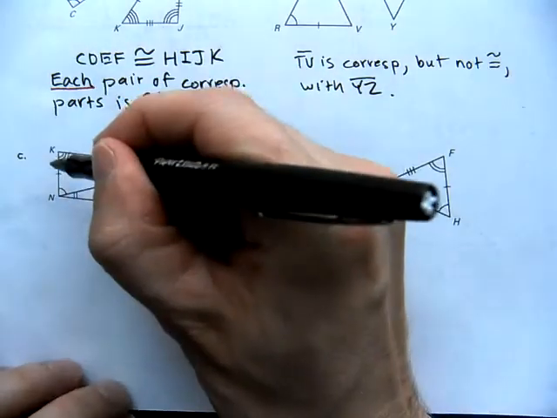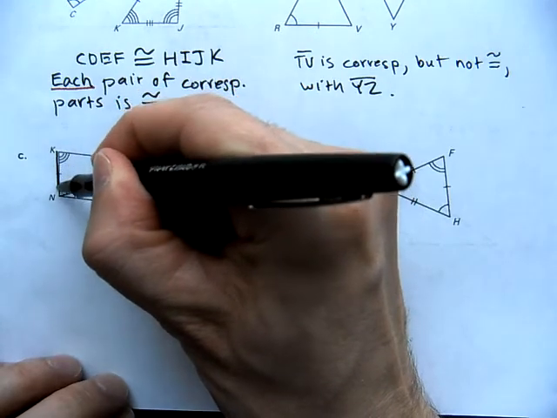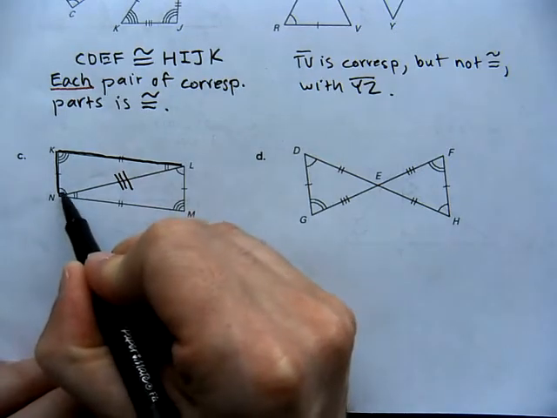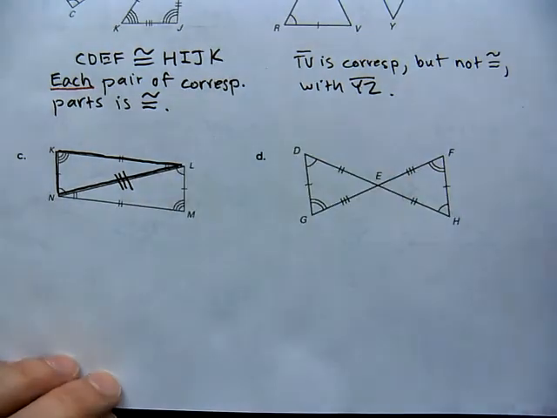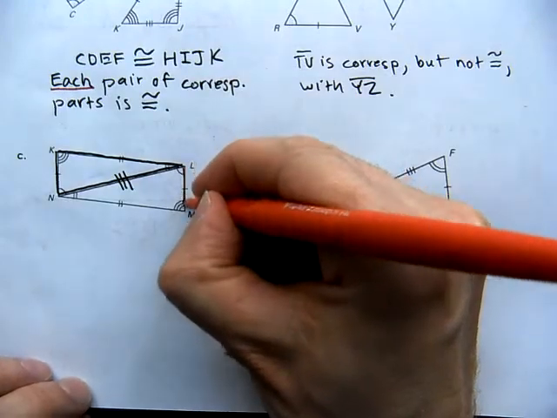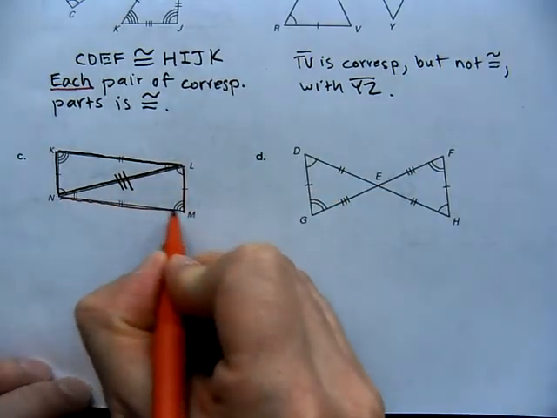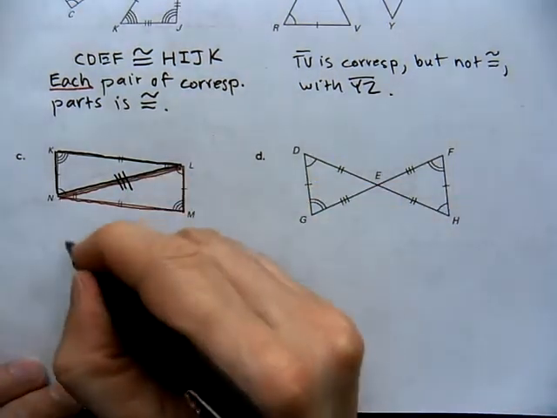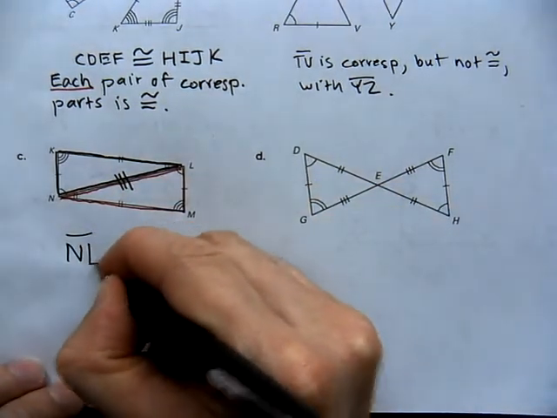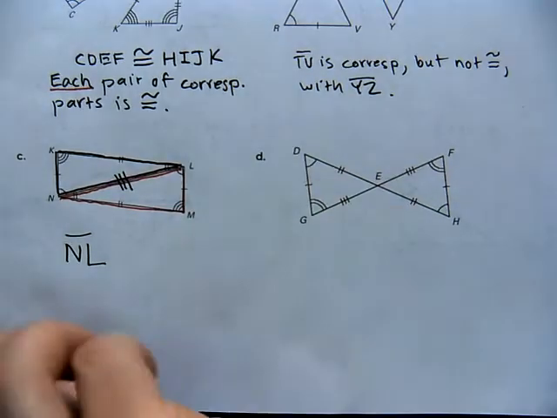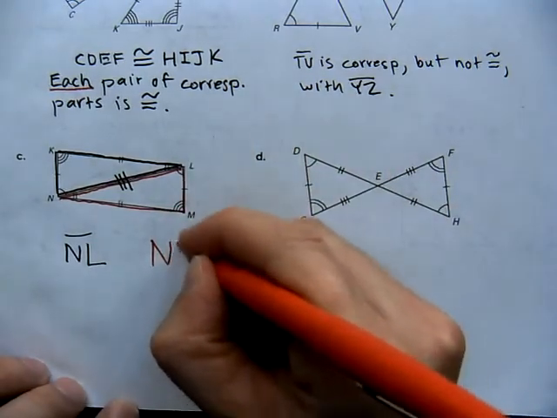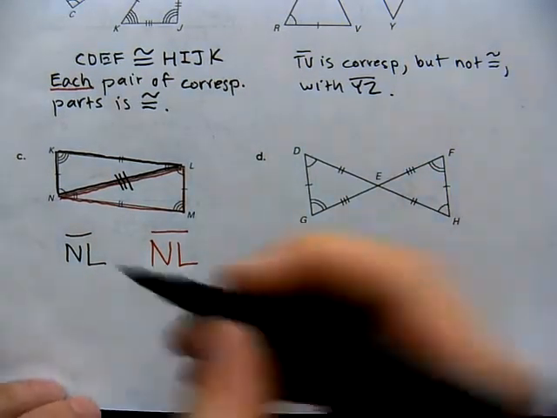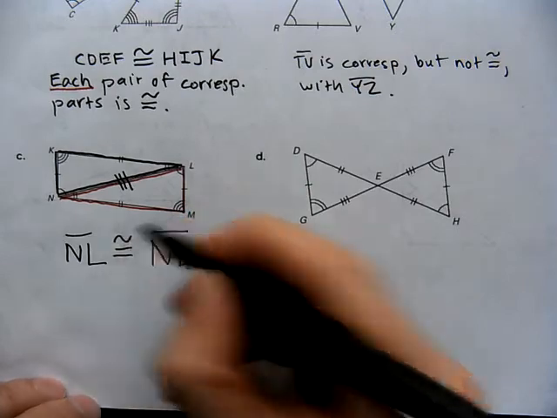Notice that on this top triangle, you have a segment that goes from N to L. And on this bottom triangle, you have a segment that goes from N to L. What we're saying is that the segment on the top triangle is exactly the same as the segment on the bottom triangle. Well, how do we know that? Because they have the exact same endpoints. That means they are congruent to each other.